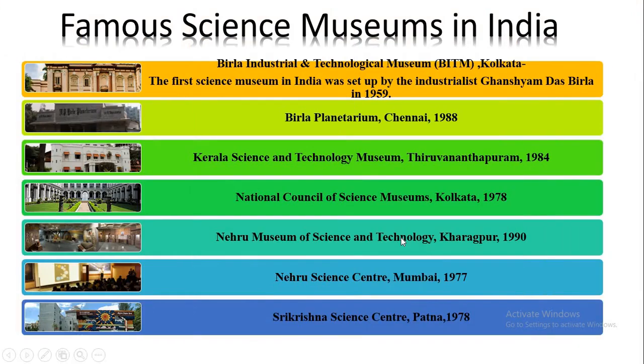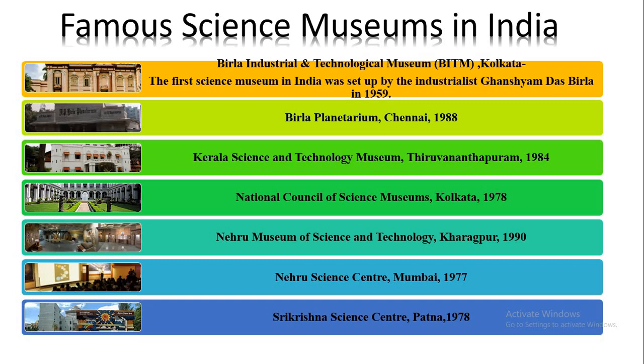Next, we are going to see about a few famous science museums which are present in India. The first and foremost is Birla Industrial and Technological Museum (BITM), which is located in Kolkata. This is the first science museum in India, set up by an industrialist in the year 1959. The second one is Birla Planetarium, which is located in Chennai and established in the year 1988.